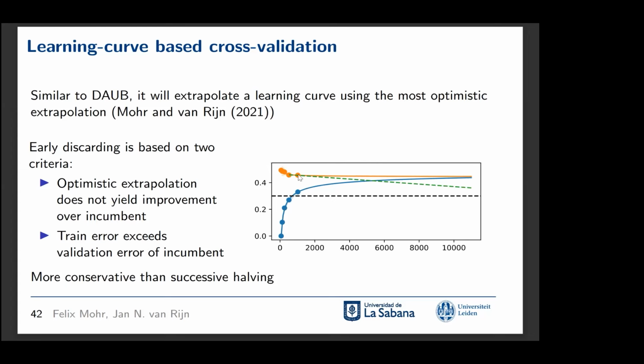The other termination criterion is based on the train error. If the train error is already higher than the best seen performance on validation error, then we also know this is not going to be good. So in this case, we can also drop a lot of methods early.